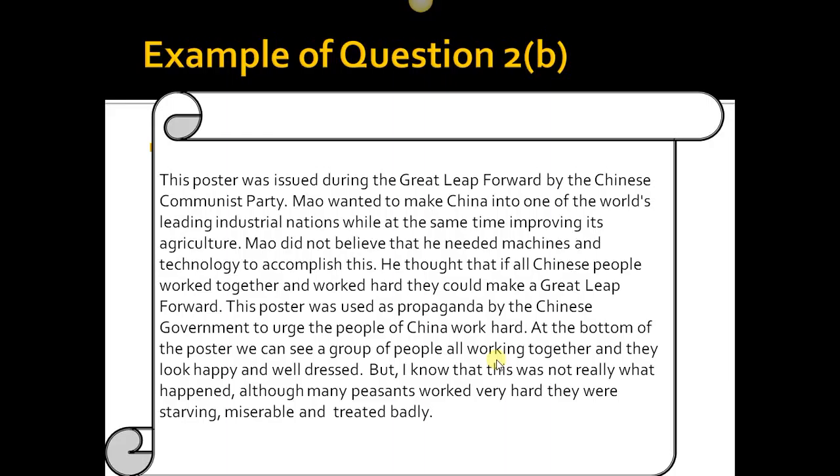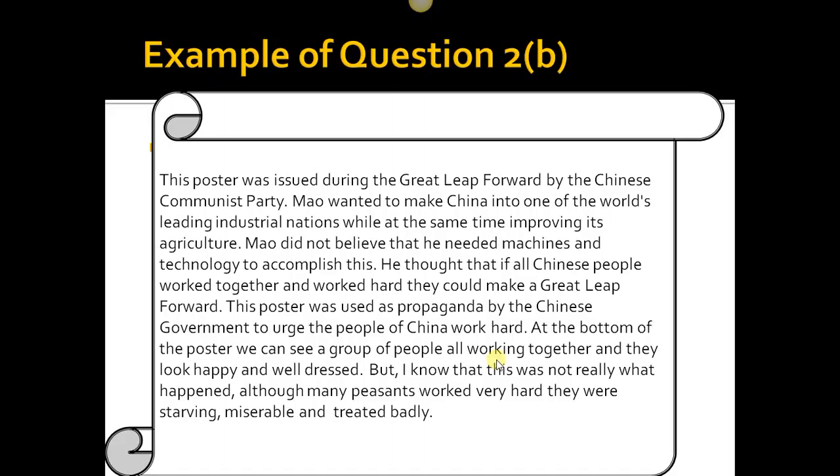So this poster was issued during the Great Leap Forward by the Chinese Communist Party. I've only just copied what it's told me, but it's a great start. Mao wanted to make China into one of the world's leading industrial nations, while at the same time improving its agriculture, its farming. Mao did not believe that he needed machines and technology to accomplish this. He thought that if all Chinese people worked together and worked hard, they could make a great leap forward. This poster was used as propaganda by the Chinese government to urge the people of China to work hard.